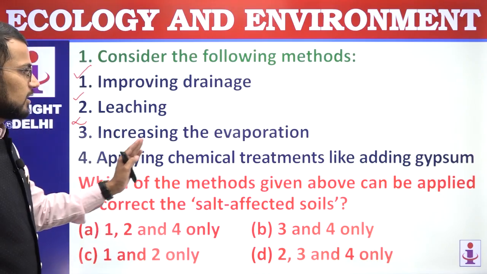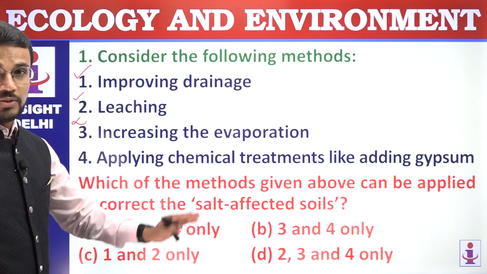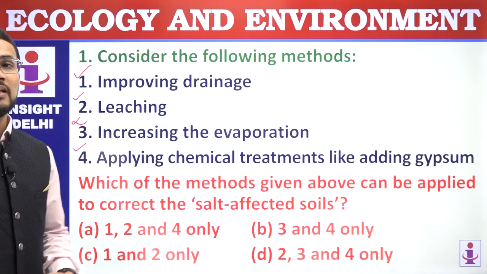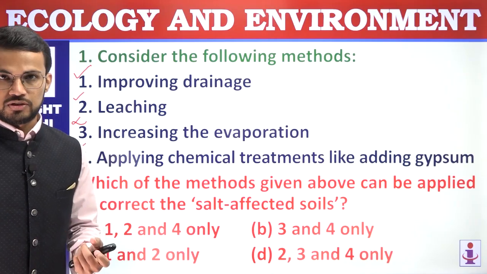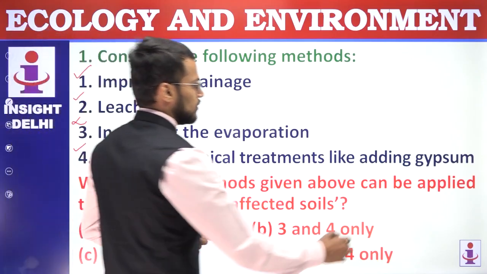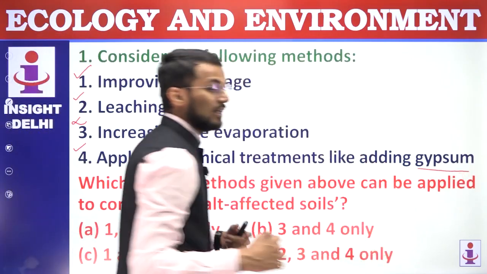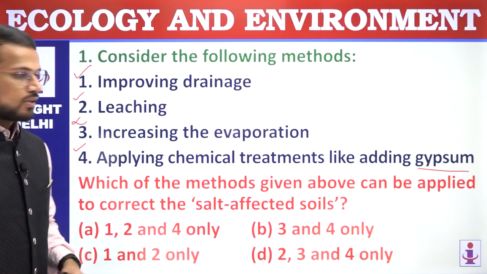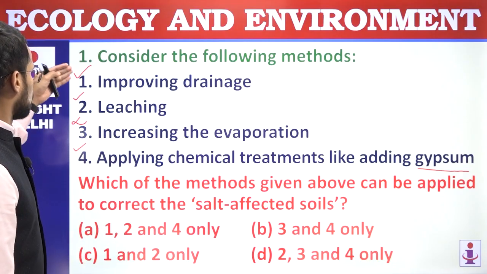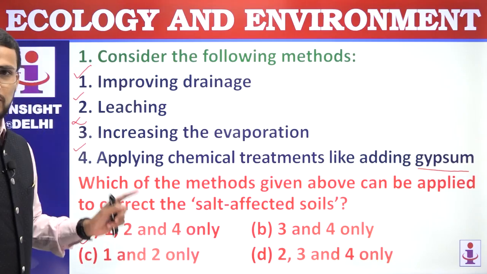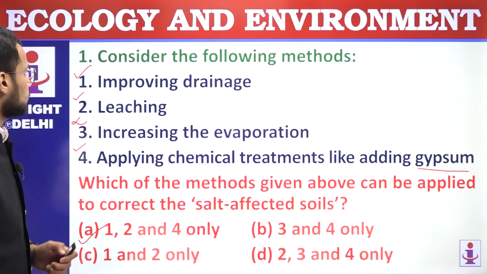Fourth, applying chemical treatments like adding gypsum. Now this is one of the tried and tested methods of improving saline soil conditions. If soil is saline, then we can add gypsum, which is considered as a kind of antidote for saline conditions of soil. And that's why the answer of this question is 1, 2, and 4, which is mentioned in option A. Question number 1, answer is A.